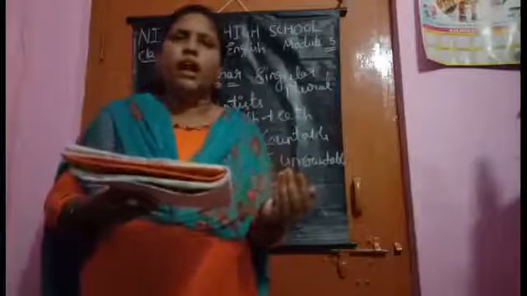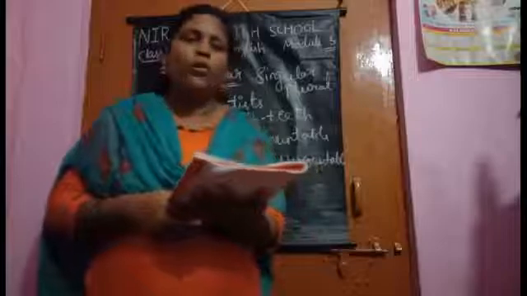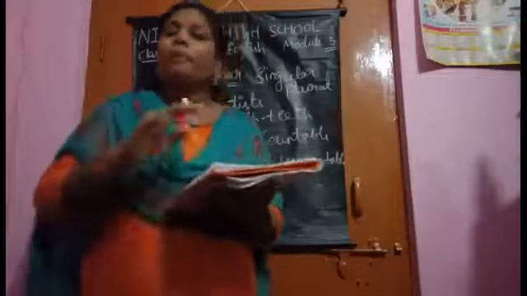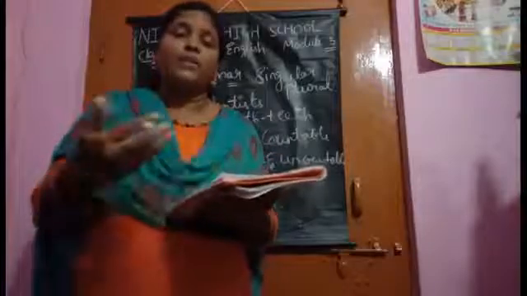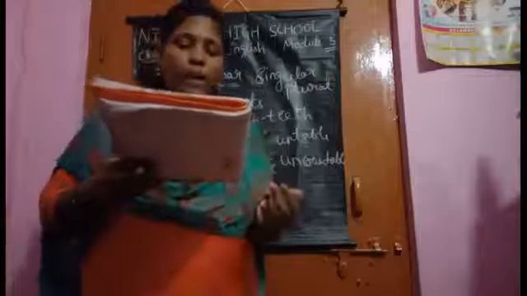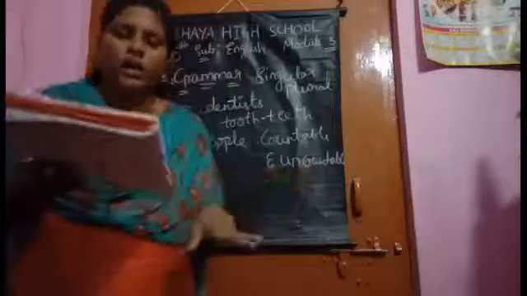Which we can't count by a number. What is that which we can't? Can we count water, 1 water, 2 water? No, we can't count water. Can you count the rice, 1 rice, 2 rice, 3 rice? No, we will measure that. Rice, water, everything we will measure. But the things which we can count by a number are called countable. Which we can't count by a number are called uncountable.